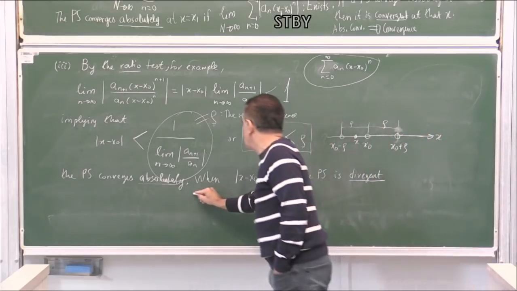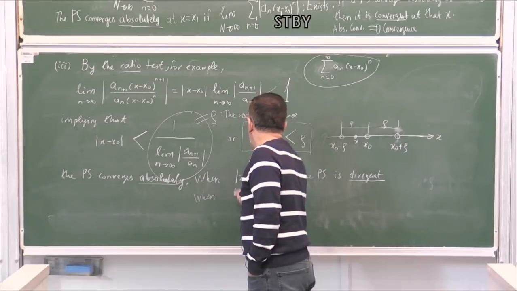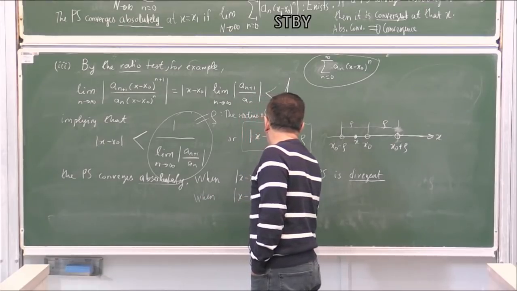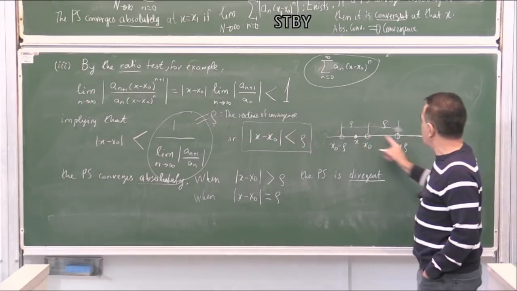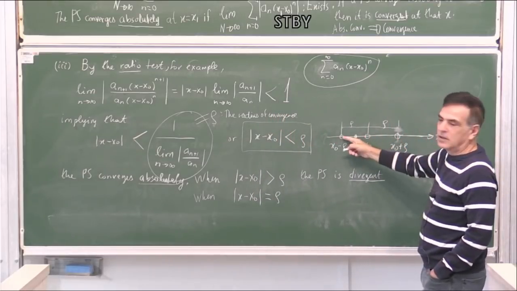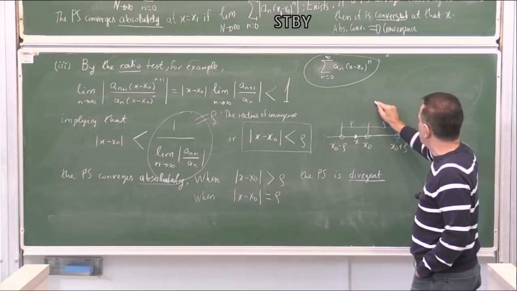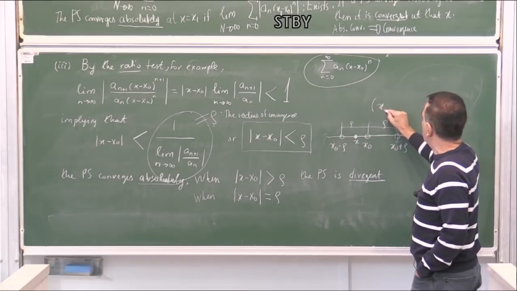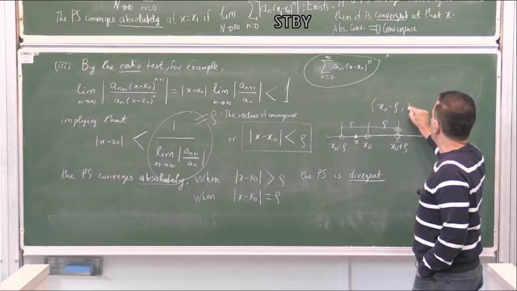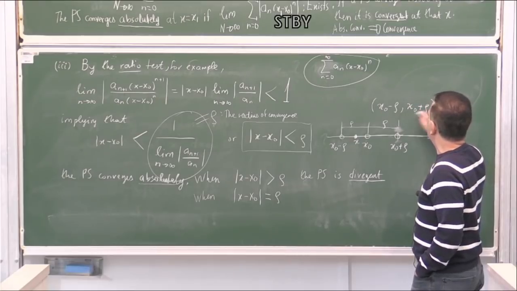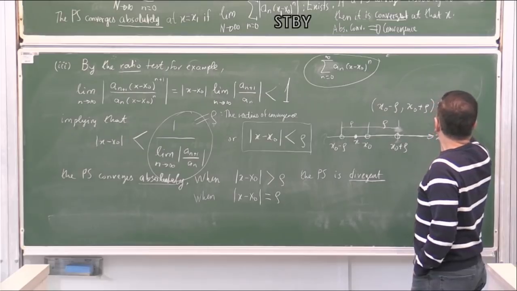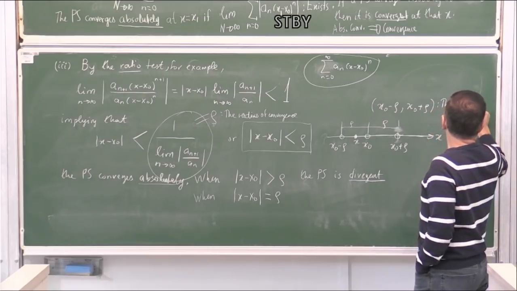And when |x minus x0| is precisely rho, so at the endpoints of this interval, in the interval notation, this is the interval from x0 minus rho up to x0 plus rho, the interval of convergence.